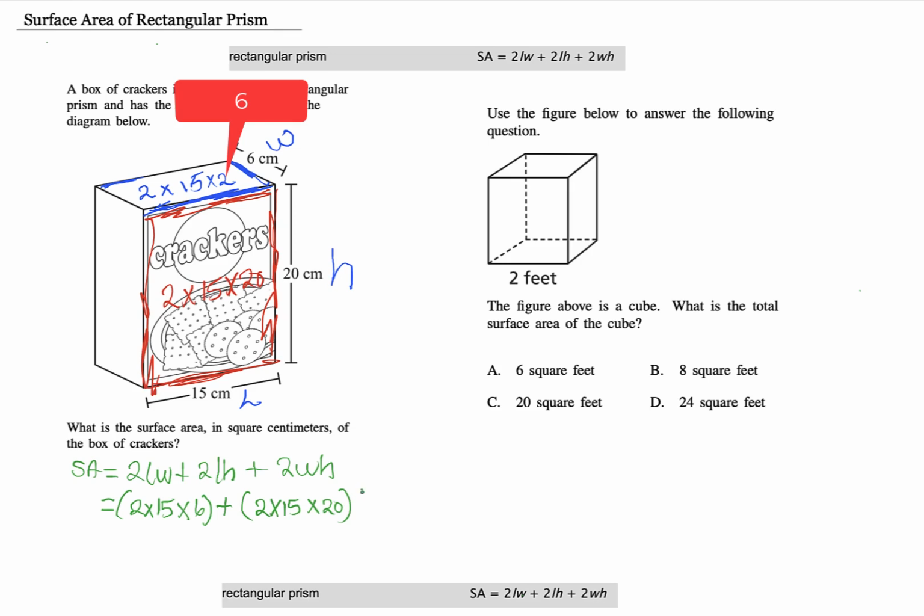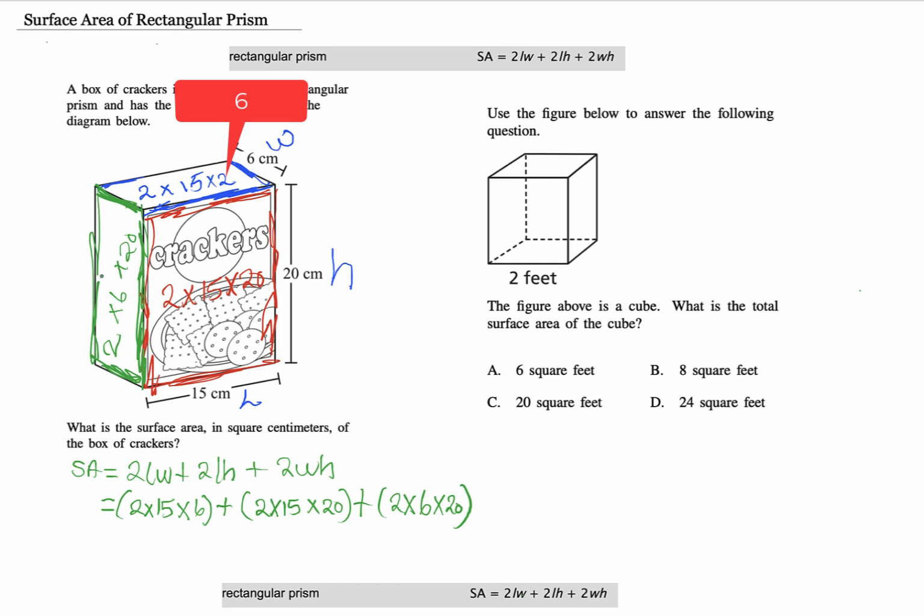And finally, I'm doing 2 times the width, which is 6, and the height, which is 20. So I am over here. I'm going to be doing this in green. So we're doing 2 times 6. So if this is 6, this is 6 right here, and then the height is 20. So I'm doing this side right here. I'm finding the area of this side. So this is 2 times 6 times 20.